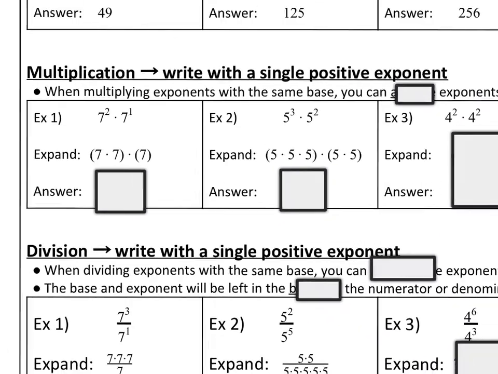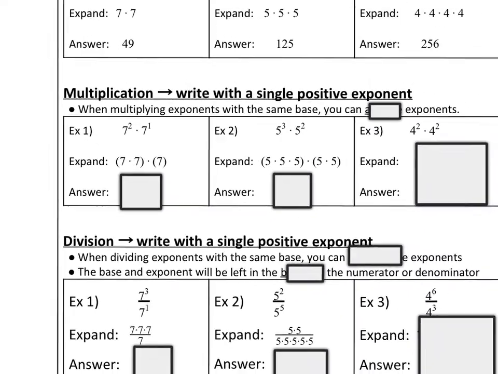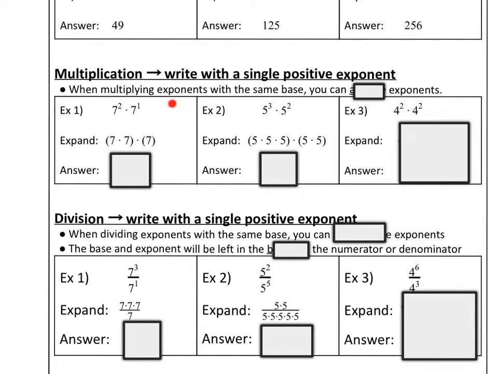Let's take a look at multiplication. And for all of these, we're going to take the goal of writing with a single positive exponent. When multiplying exponents with the same base, you can add the exponents. Here we have our first example, 7 squared times 7 to the first power. That's going to be expanded to 7 times 7 for the 7 squared, times another 7 for 7 to the first, and we could write that as 7 to the third power because there's 3 total. A shortcut would have just been doing 2 plus 1 to get an exponent of 3.